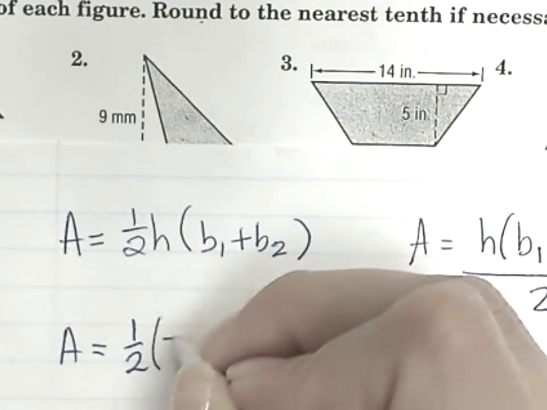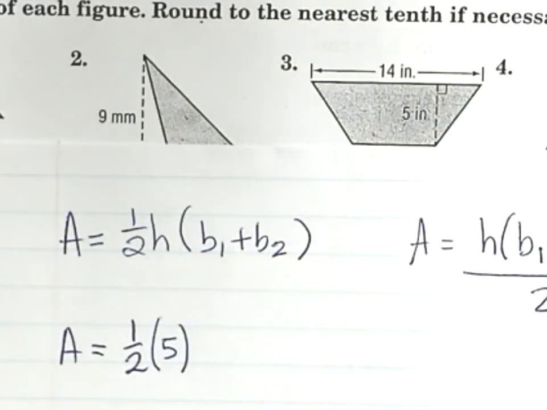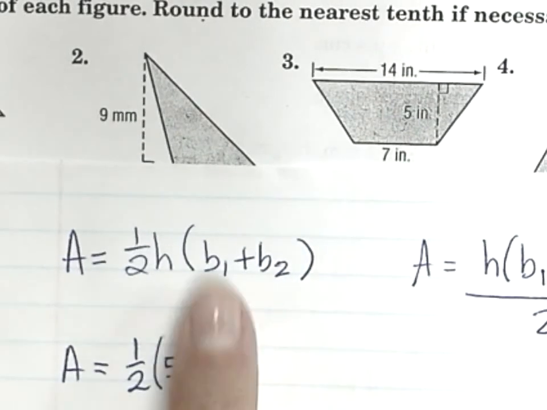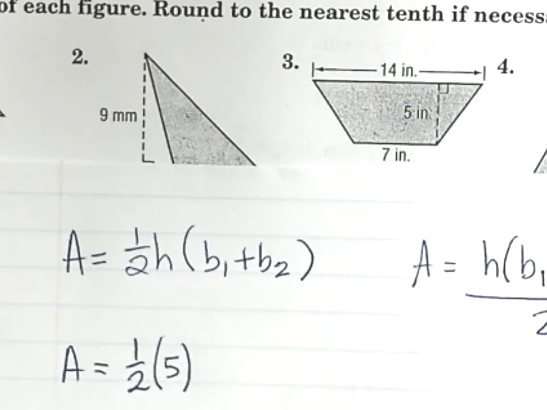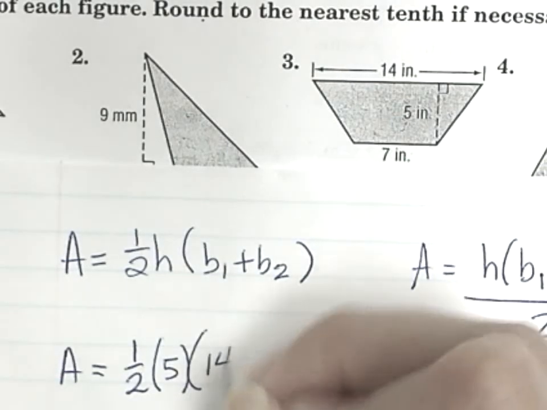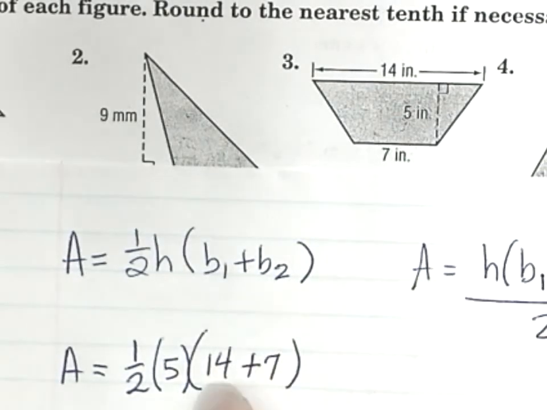Would you do times 14 or times 7? Well, hold on. Let me finish filling this out. Base 1 is what? 14. Oh, 7. 7 or 14. It really doesn't matter. You're just going to add them together. So 14 plus 7 are my bases.